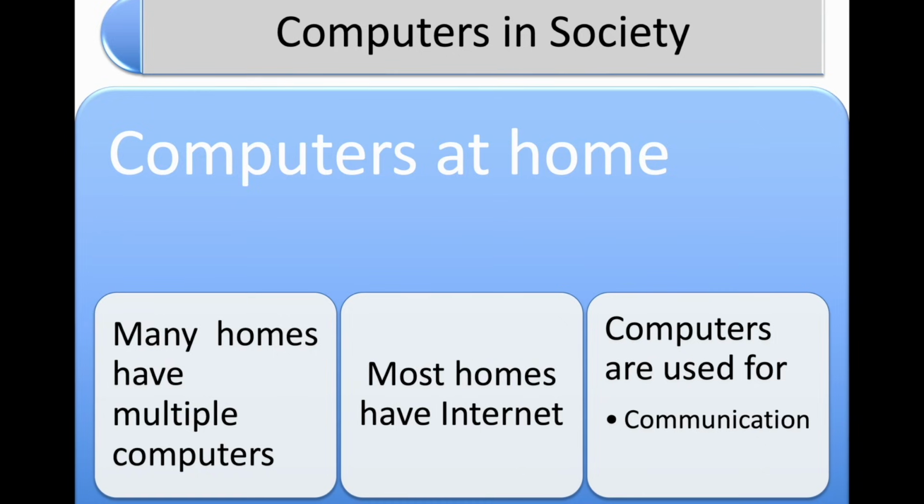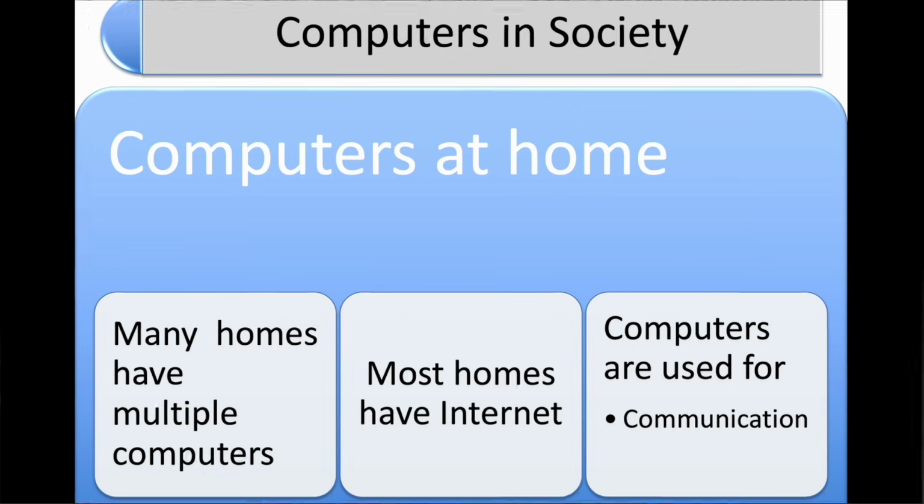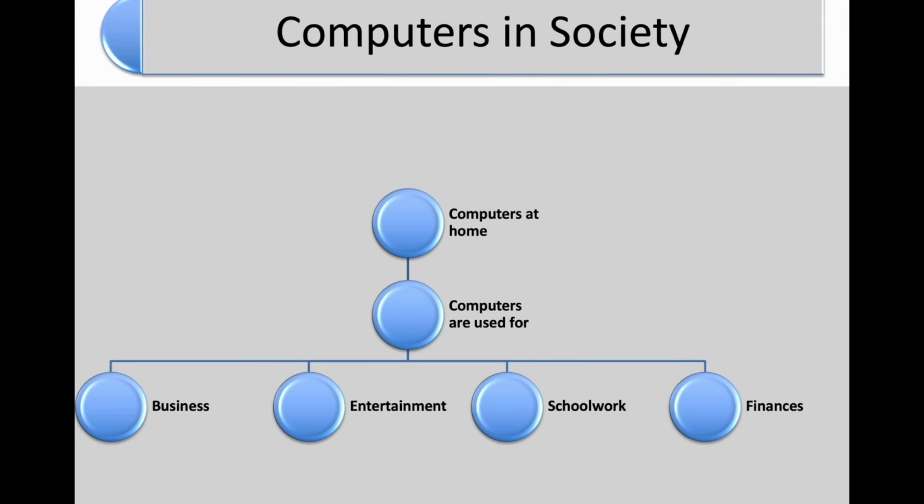And computers are at homes. Many homes have multiple computers, and most homes have internet, and computers are used mostly for communications. Although computers can be used for different types of tasks as well, mostly in society people are using computers to perform different communications while sitting at home. And computers at home can be used for different things.